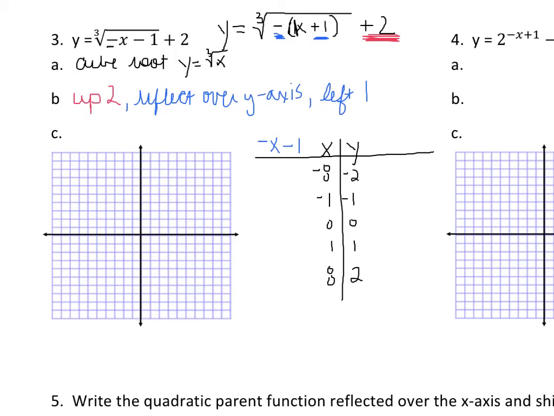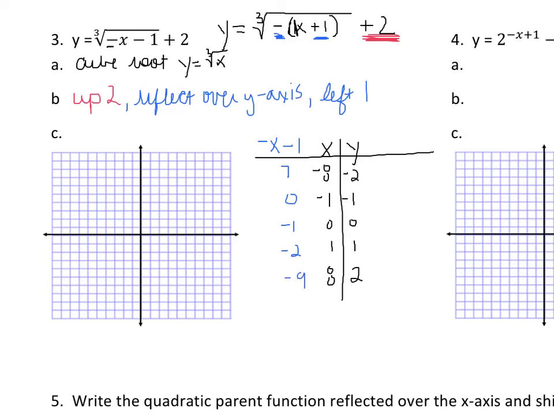So negate the -8 makes it +8, and 8 minus 1 is 7. Negate the -1, which makes it 1, and 1 minus 1 is 0. Negative 0 is just 0, and 0 minus 1 is -1. Negate the 1, make it -1. -1 minus 1 is -2. And then negate the 8, that makes it -8. -8 minus 1 is -9.